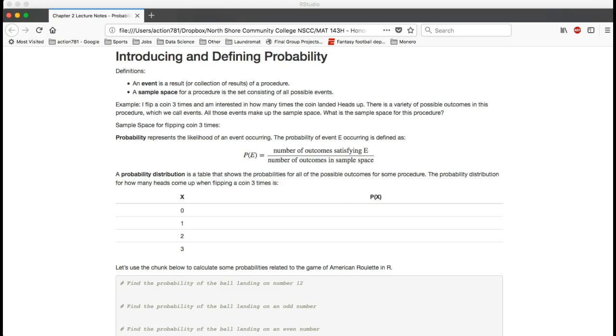So then we can organize all this into what's called a probability distribution, which is a table that shows the probabilities for all the possible outcomes for that procedure. So the probability distribution for how many heads come up when flipping a coin 3 times is, we're going to fill in this table here. So all the possible outcomes when you flip a coin 3 times, you could get no heads, which would be all tails, you could get 1 heads, you could get 2 heads, or you could get all 3 of them heads. You can't get a value like 2.5 heads. You can't get 4 heads. You couldn't get -1 heads. So these are all the possible values. And we're going to find out the probabilities of all of those.